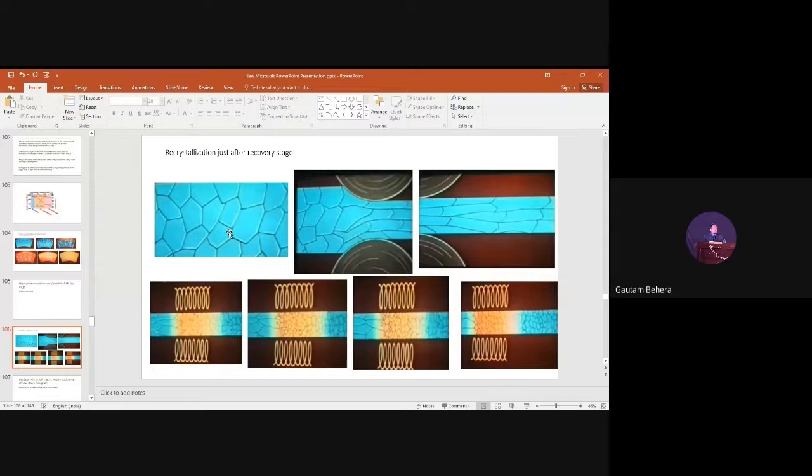Who told? Biswajit. Biswajit, I think. No, sir. Who told equiaxed? Sir, I told equiaxed and columnar during solidification. During solidification, equiaxed and columnar grains will be there.